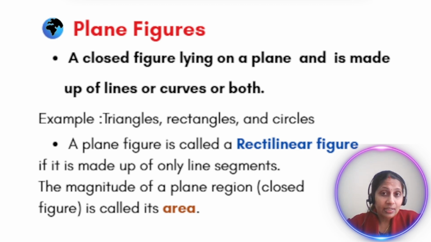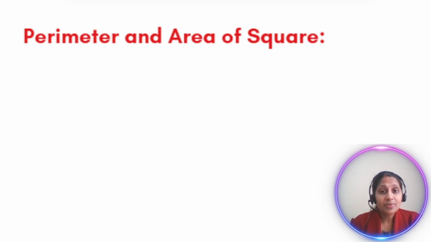Now, what is a rectilinear figure? A plane figure, that means a closed figure, that is made up of only line segments. So, is a circle a rectilinear figure? No, because it is made up of curves. It's not a rectilinear figure, whereas triangles, squares, rectangles, all these are rectilinear figures. Now, the magnitude of this plane region, which is nothing but your closed figure, is nothing but the area. Clear?